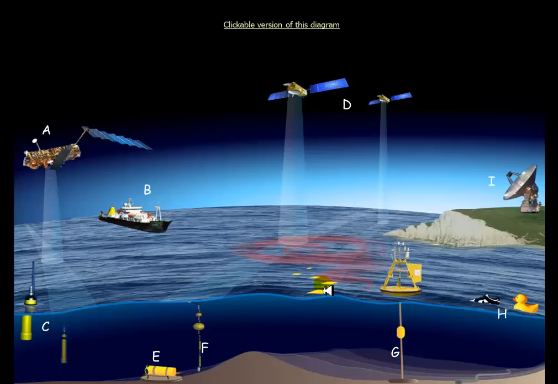This used to be a clickable version. The clickable doesn't work anymore. The site got rid of it, but basically you've got satellites that go up and look at the sea surface. You have satellites that can actually go down into it. You can have buoys on the surface. You can have satellites beam the data down to your lab or your house.